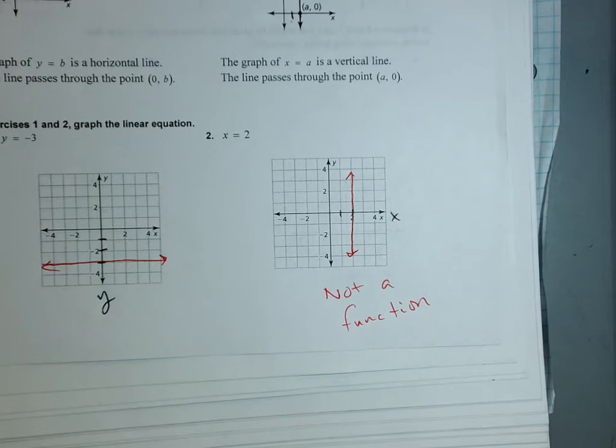So if it's y equals just a number, it's a horizontal line at that number. If it's x equals just a number, it's a vertical line at that number. Okay? All right, turn the page.